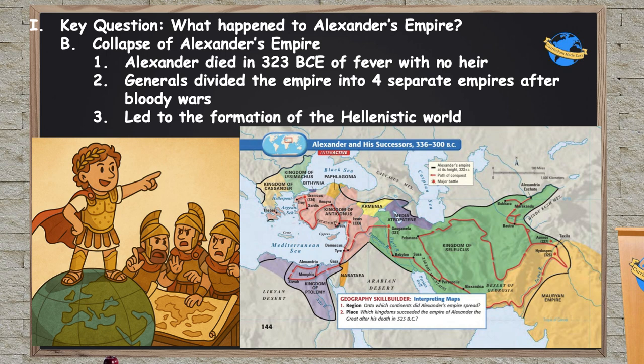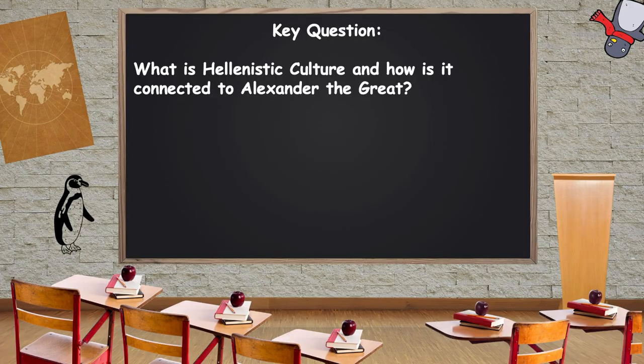However, despite the fact that this empire is now politically divided into multiple kingdoms, they still share a common culture, and this is what we refer to as the Hellenistic world. All right, now we can really get into the information that we need to help meet that goal of today. What is Hellenistic culture, and how is it connected to Alexander the Great?